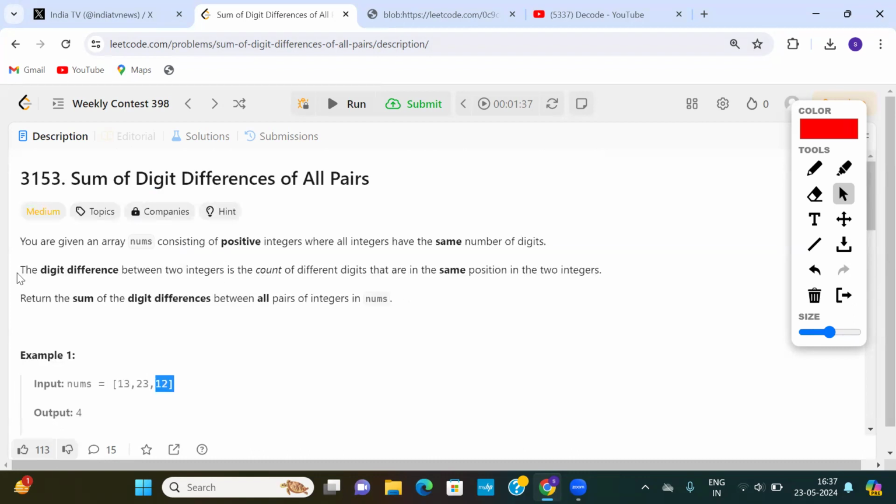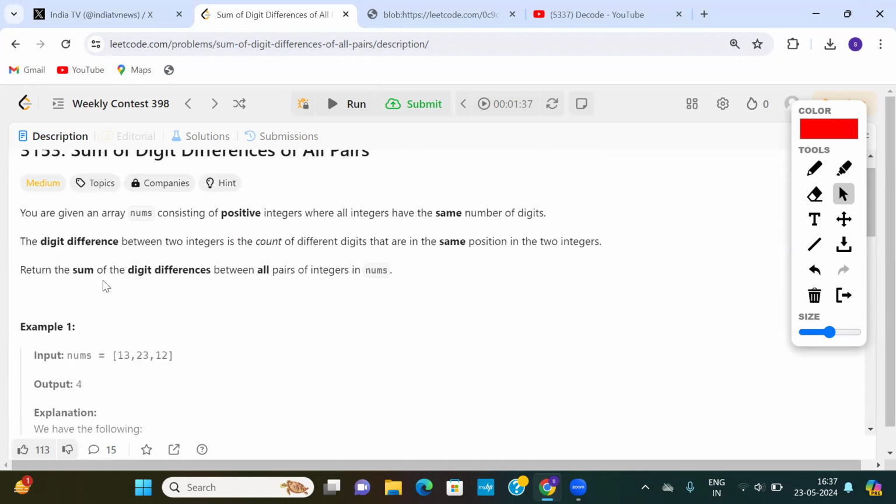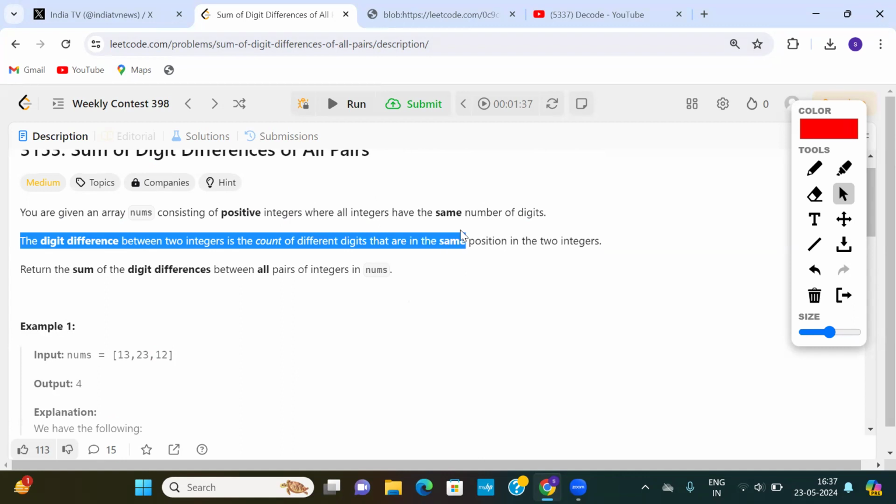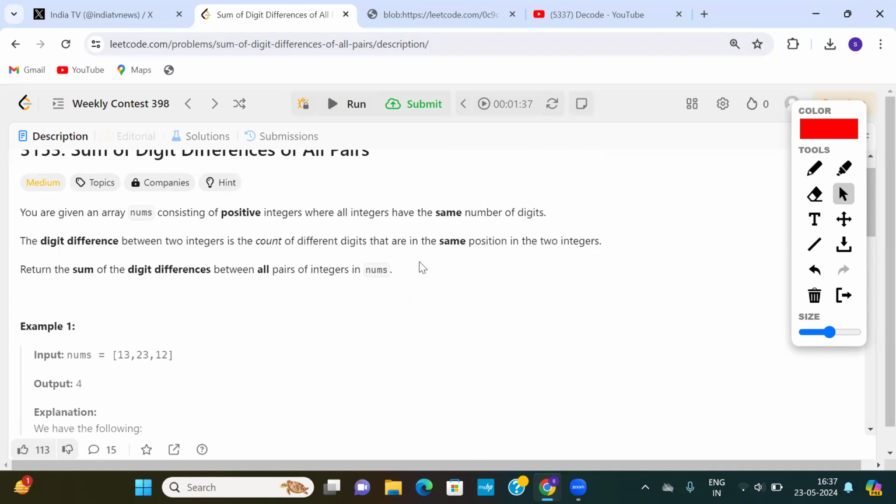So this is what the question is saying: we are given an array nums which consists of positive integers and all the integers have the same number of digits. So what we need to do is, first of all, let us see what the digit difference is. The digit difference between two integers is the count of different digits that are in the same position in the two integers. So let me explain.